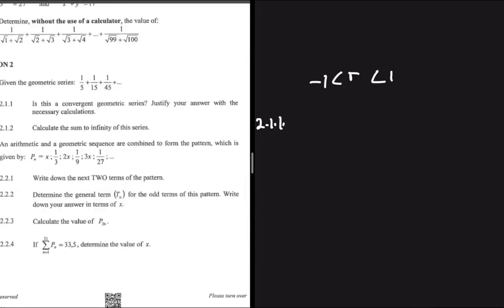How do you know whether a geometric series is convergent or divergent? If a geometric series is convergent, then the ratio should be between 1 and minus 1. That is how we are going to answer 2.1.1. The question is saying, is this a convergent geometric series? Justify your answer with the necessary calculations. Right, we have our series right here.